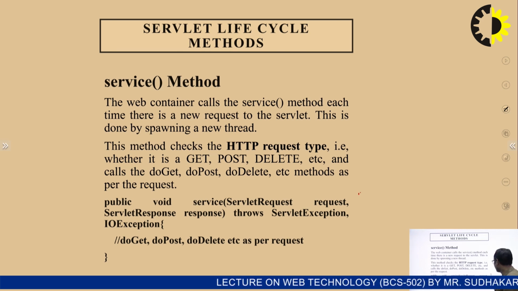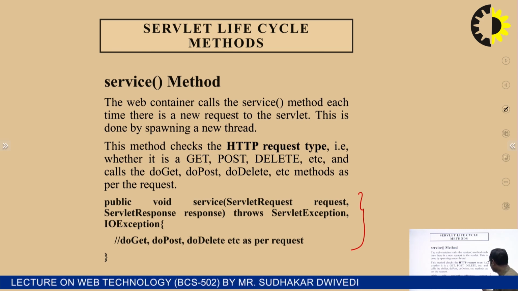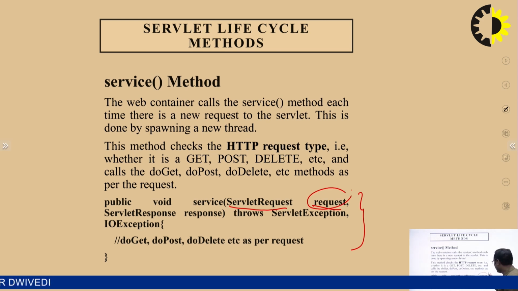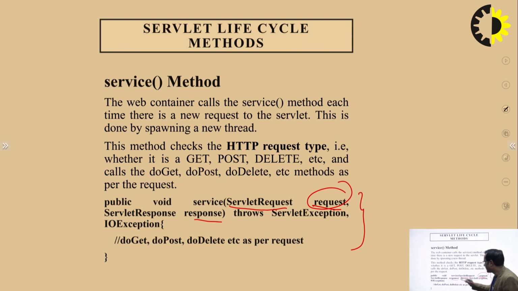This is the syntax of the service method. So we can see here one is a servlet request object, and another is a response object. That means this service method can handle the request created by the client side, and it can also manage the responses created by the web server and send the responses back to the client. Now this service method can override the doGet or doPost method.